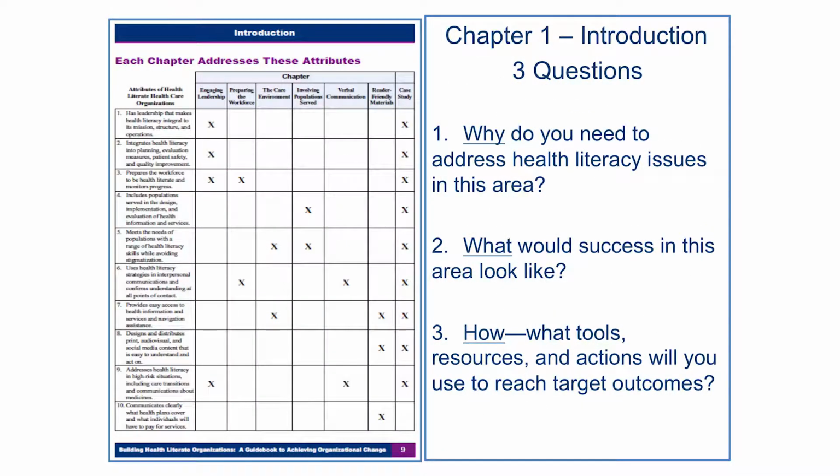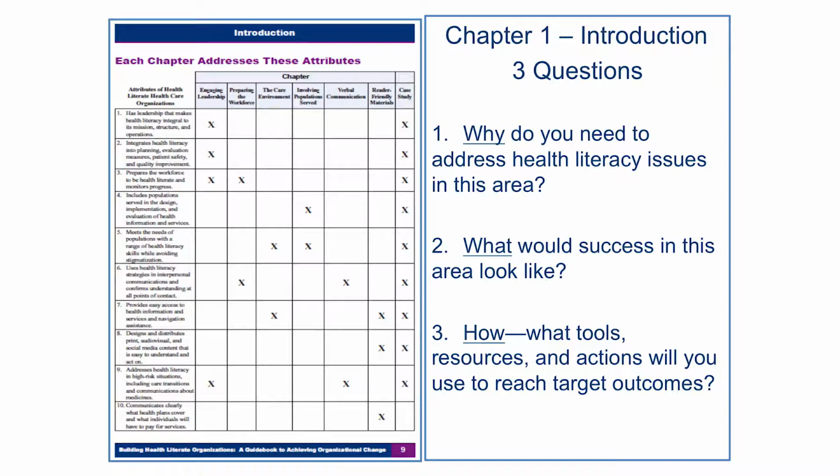So in the guidebook itself, and in the handout that's online, you'll see a nice table that shows the intersection between each of the attributes and the chapters, and then a little guidebook at a glance. I encourage you to download that if you haven't already pulled it off the website or the app. And then I'm going to introduce you to chapters 1 and 2 so you know what's in there.